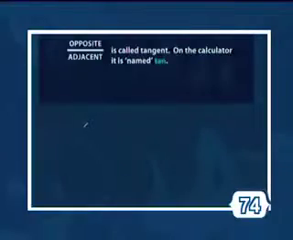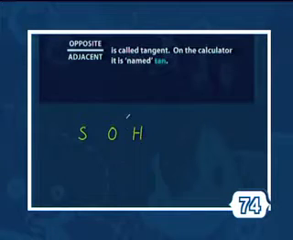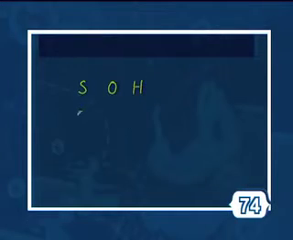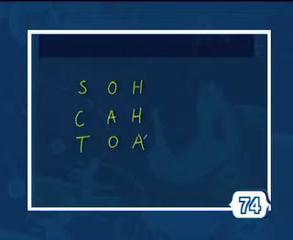So sine, remember we said, is opposite over hypotenuse. So we can say sine is O over H. Cos was adjacent over hypotenuse, and tan was opposite over adjacent. So an easy way to remember this is it sort of sounds like so, ka, toa. So that's one way you can remember it.